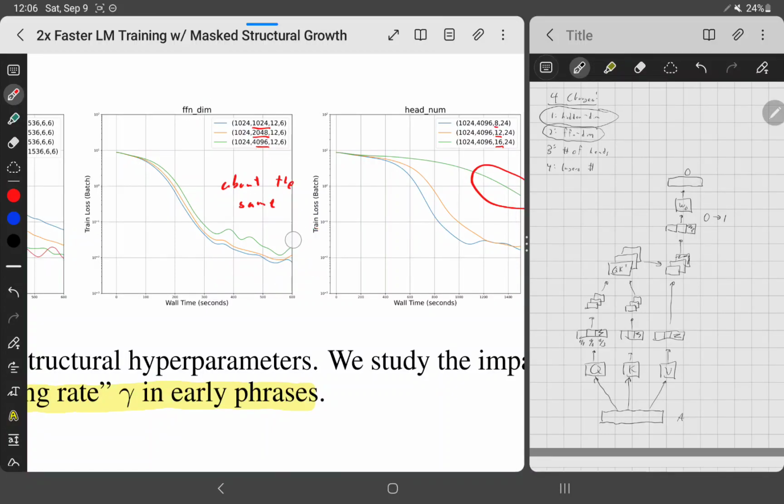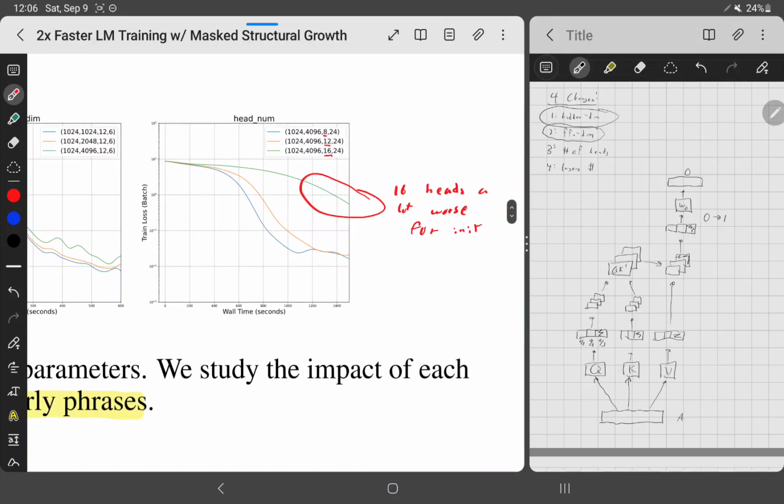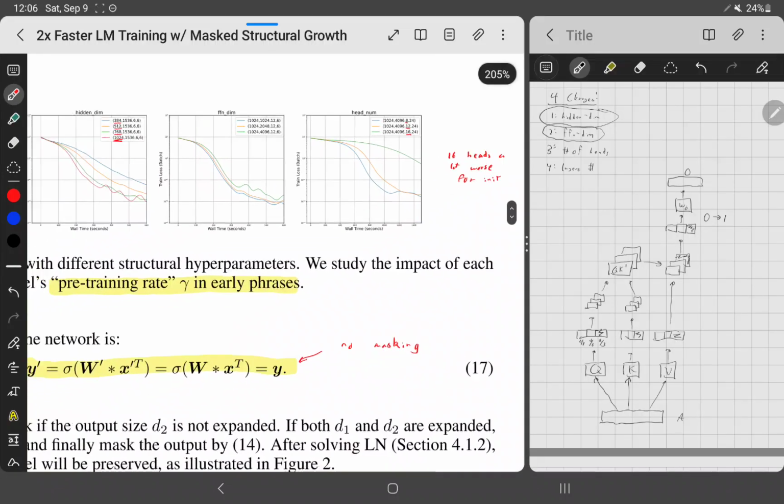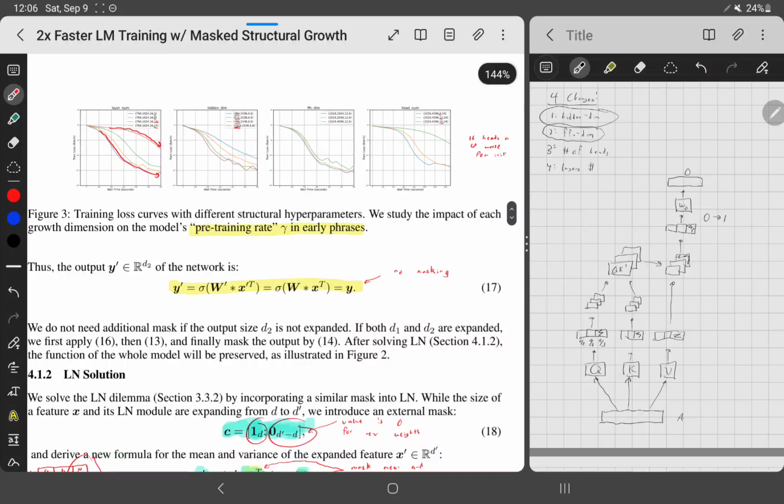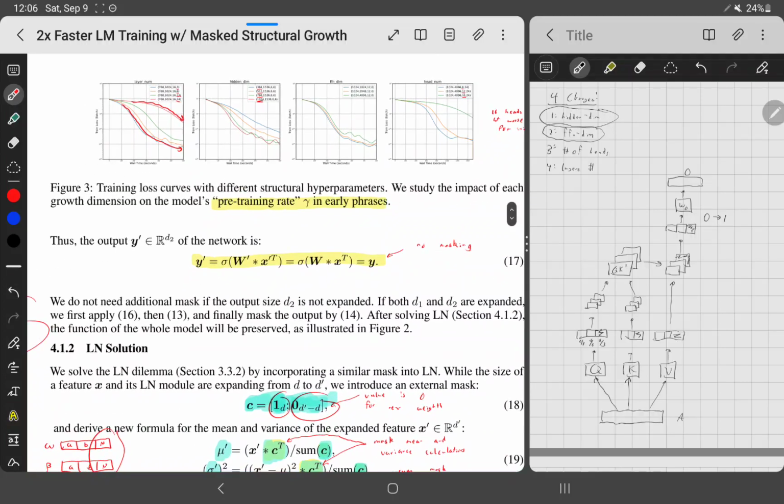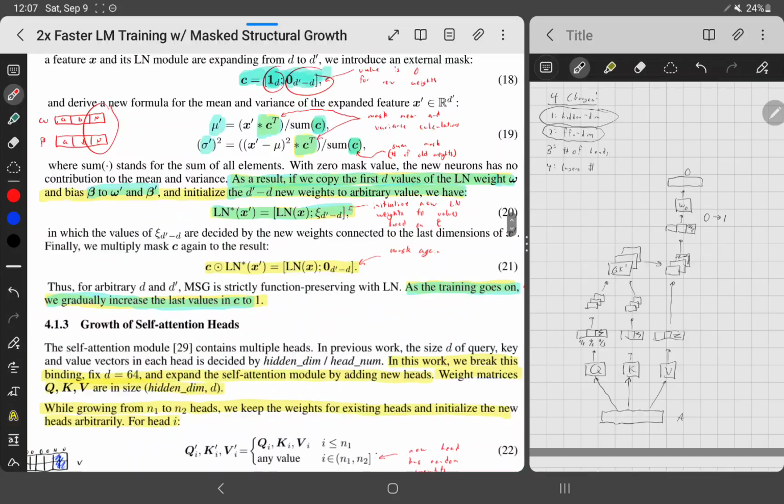You can kind of see that here. They all converge at about the same rate. A smaller one may be better, but not that small. So it's about the same. And the last part, the head number. You don't want to start off with a large number of heads because it also has slow convergence at the beginning, which is interesting. But 8 or 12 works. So those are some of the ablation kind of things they show.